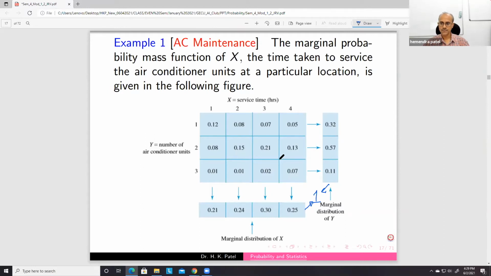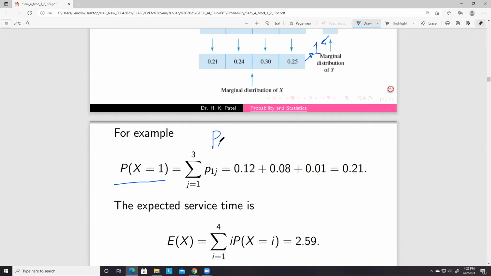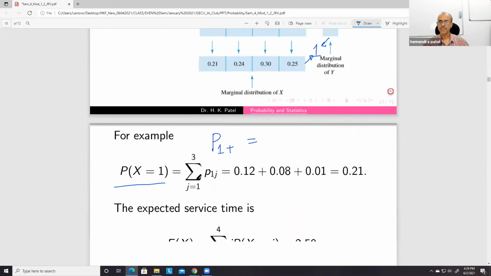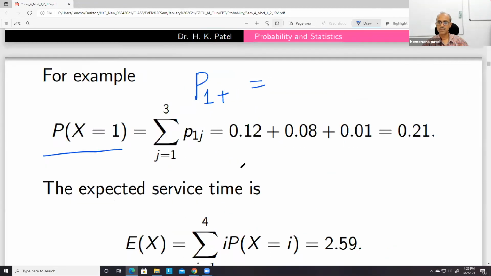So this is one thing, marginal. P(X=1) means P of x equal to 1 with plus, which is noted as sum with respect to j. So j takes values 1 to 3.